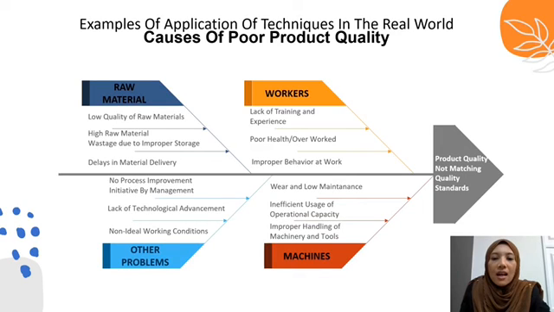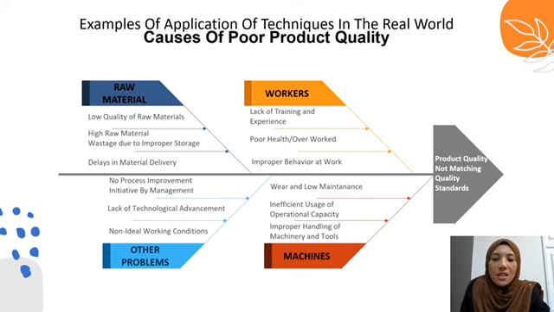The third category is the machine, such as low maintenance that can cause the machine to break down, improper handling of machinery and tools that can endanger the life of employees, and inefficient usage of operational capacity that can cause waste to the product. All of these possible causes also might lead to product quality not matching the quality standard.